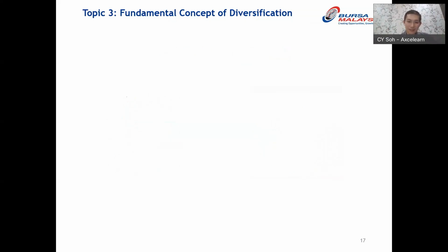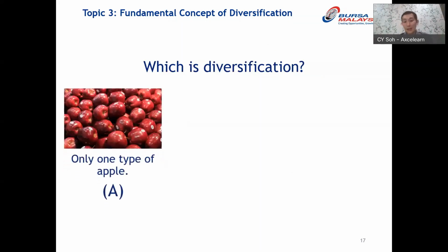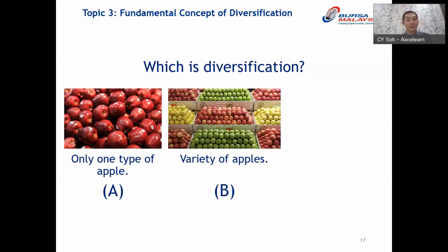Now, next thing, let's go back to this fruit store example. So there are generally three ways you can set up your fruit store. The first one is where you sell only one type of apple, only red apple. So this is where you use your money to buy only one type of stock only, and there is no diversification at all. This is super concentrated. And the next way where you set up your store is where you buy all different types of apples and you expect to sell them.